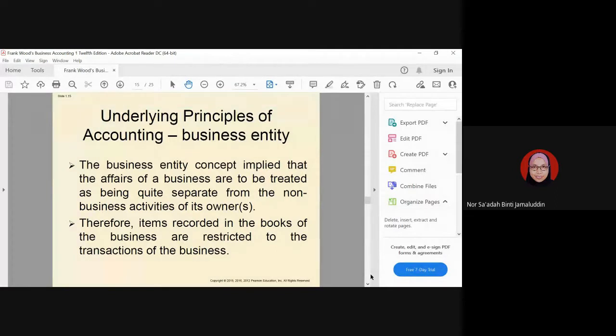Okay, so your transaction or item recorded in the book of the business mestilah diasingkan. Untuk business, transaction business saja. Okay, untuk personal, jangan campur. Okay, in term of receipt dan sebagainya, jangan campur. Sebab dalam account ni dia ada satu prinsip yang dinamakan business entity. So tak boleh campur. Okay.